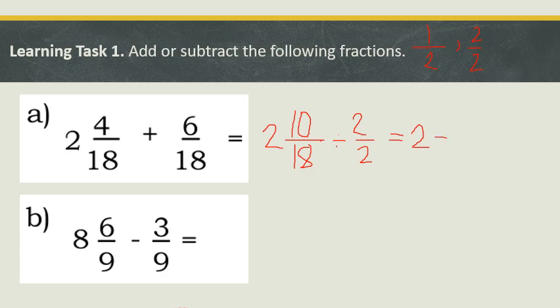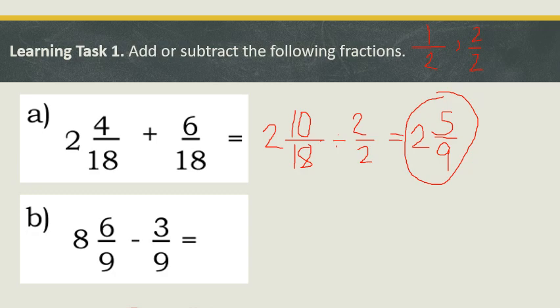Then, solve natin. 10 divided by 2 is 5. Then, 18 divided by 2 is 9. So, ibig sabihin, ang answer natin, ang lowest term ng 2 and 10 eighteenths is 2 and 5 ninths. So, ito po ang ating answer para sa letter A.